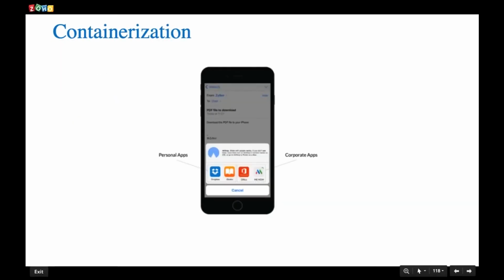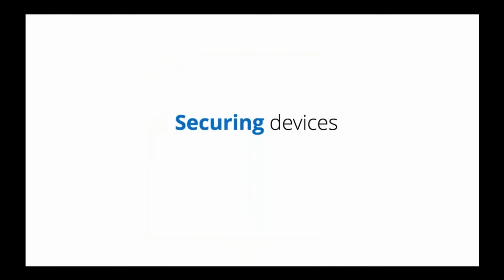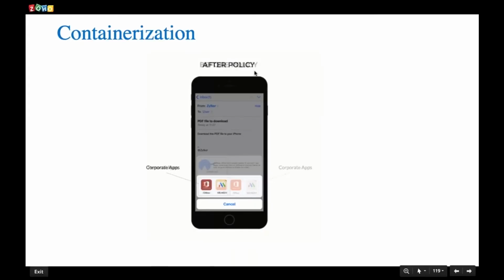So what happens when this container gets applied to the devices? Before the container gets applied, as you can see, I am trying to open an email attachment in this device. I have an option to AirDrop this email attachment to another device, open it using personal apps or my corporate apps. But once I have applied my profile with the containerization policy, all of these options will be revoked. As you can see here in the after policy, the AirDrop and the personal apps option has been revoked.